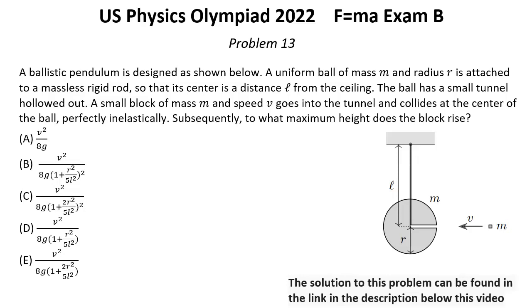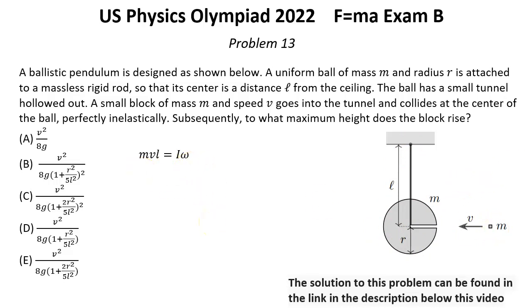Solution for problem number 13. First, let's use angular momentum conservation, because during this collision the angular momentum is not changing, and we can write the equation that the initial angular momentum for this small mass m equals mvL, and it goes to the angular momentum for the whole system rotating around the ceiling point, which is I omega. I is the moment of inertia of the whole system, this pendulum plus this mass, and omega is the angular speed.